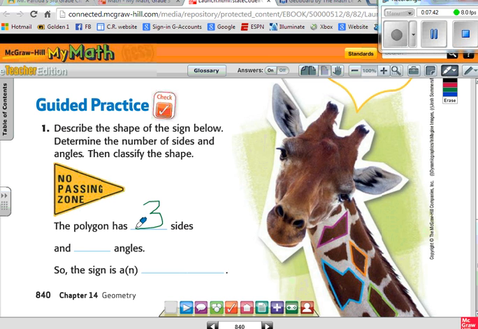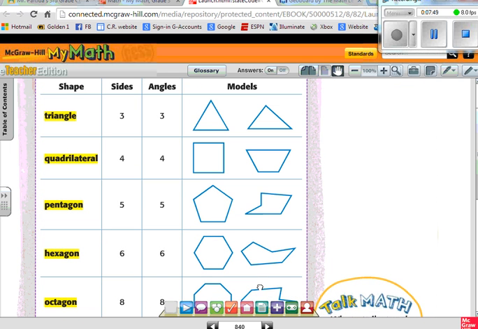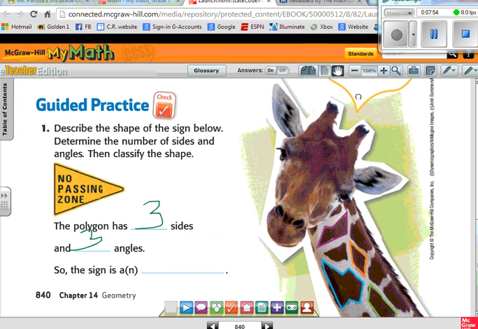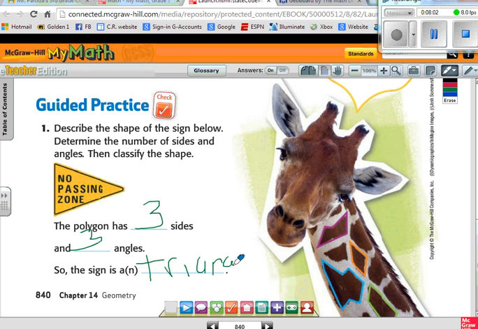Three. Okay, how many angles does it have? Three. So what is it? A triangle. Based on my chart, I have three, it's a triangle. Three sides, three angles is a triangle. T-R-I-A-N-G-L-E.